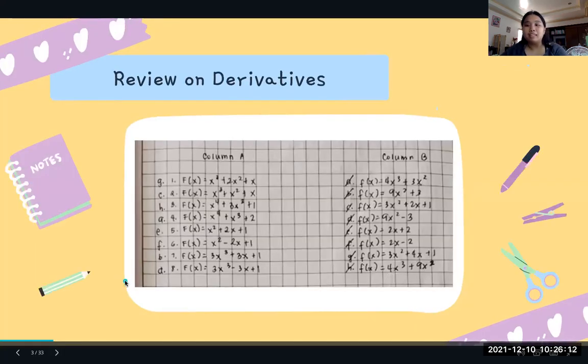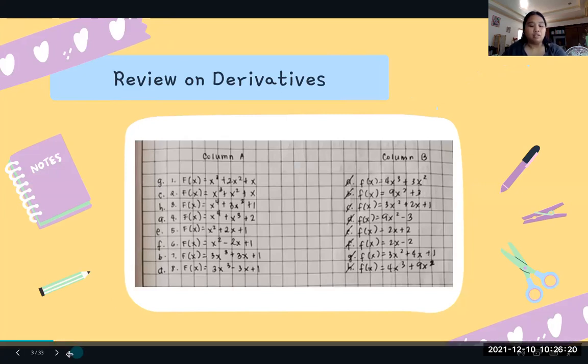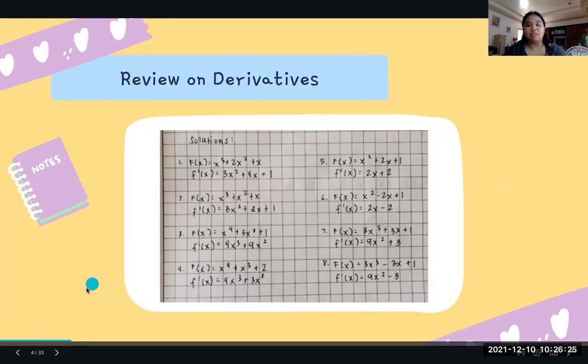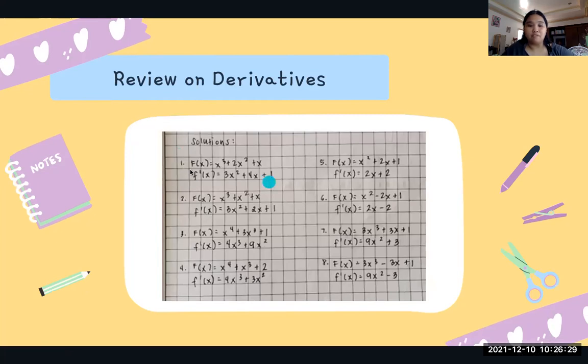This is our pre-test, and Sir Mista asked us to answer this. It is just about derivatives, and it allows us to review from our past topic. These are my answers. Now let's answer number 1 first. f of x is equal to x cubed plus 2x squared plus x.